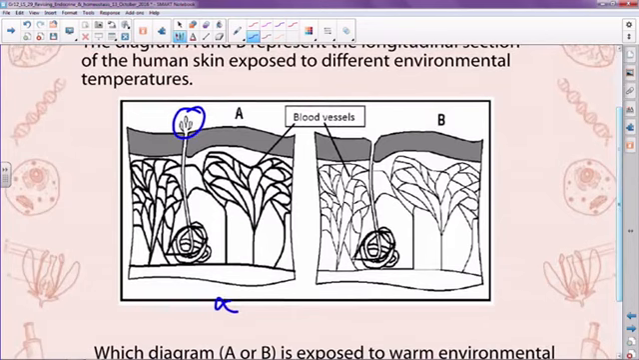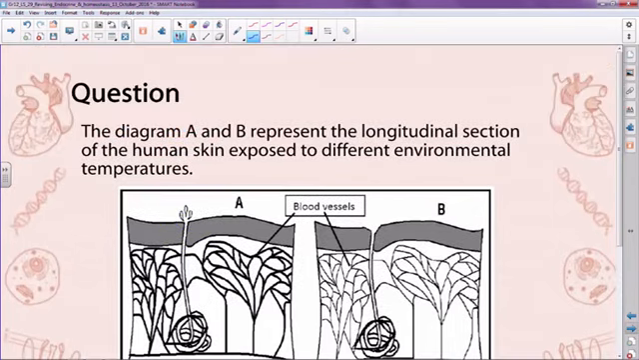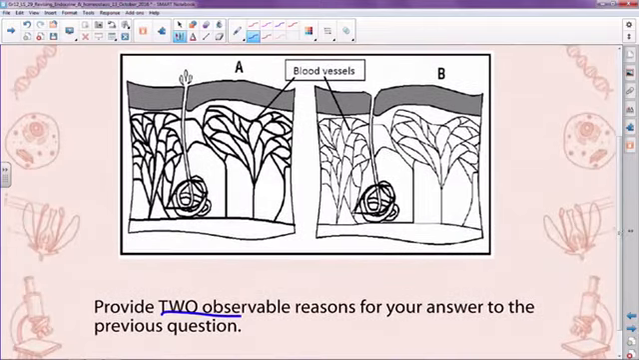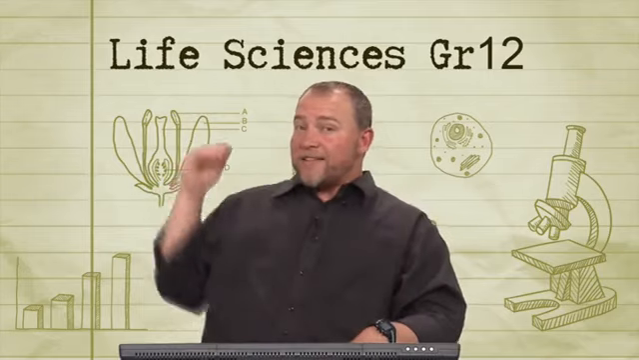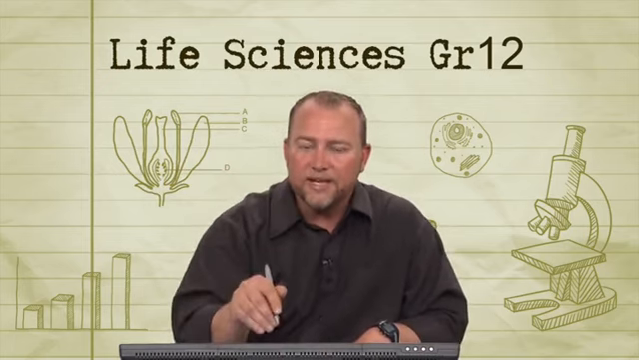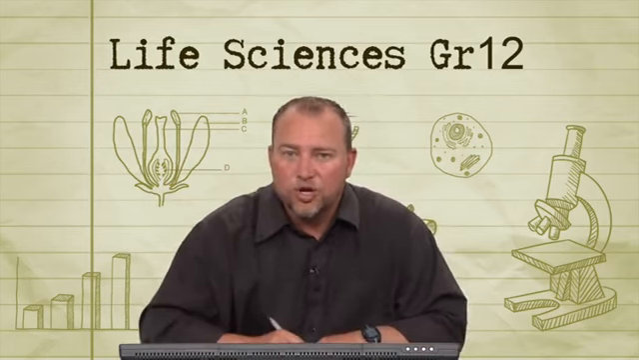Now, the question that I've got for you in the next one is very similar. It's a linking on of this question. And here we go. It says, provide two observable reasons for your answer in the previous question. Think about it carefully. Observable means you need to be able to physically see it. I don't want you to think of other things. I want you to look at the diagram and tell me exactly what it is that you see that actually gives you the correct answer.